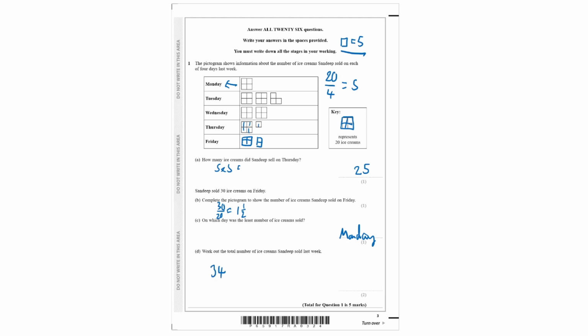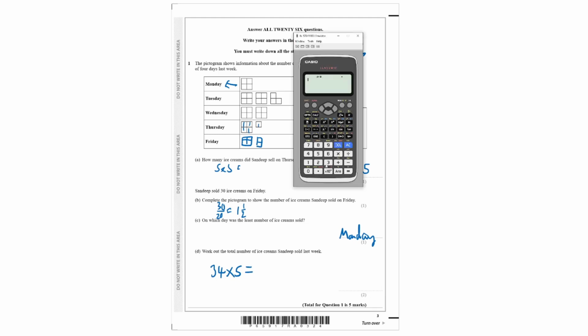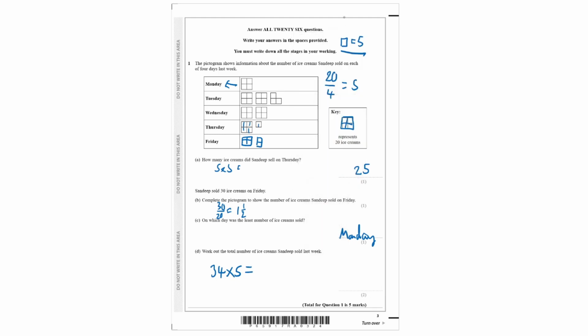So we have 34 times 5. And we can simplify this to, we have 34 times 5 gives us 170. 170 ice creams sold.